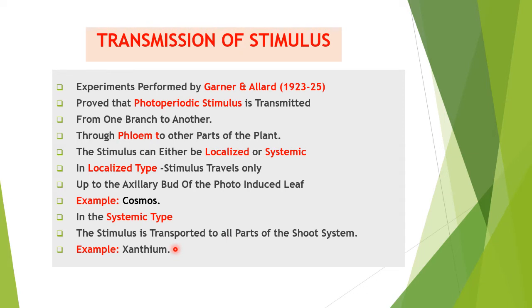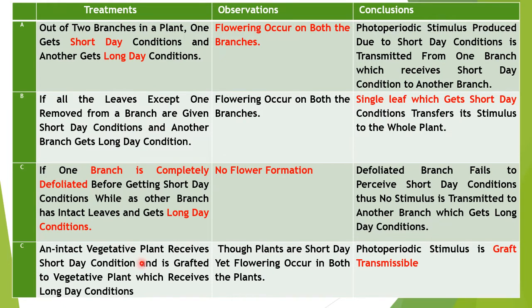If one leaf is perceived, there is a systemic response. All along it, the axillary buds produce the flowers. So the perception is through the leaves. Leaves perceive the light, and the stimulus is transmitted to the axillary buds, which can be localized or systemic type. One more experiment, a classical experiment, was done here.